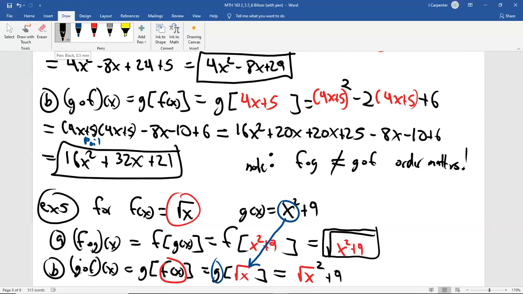But this is completely different. That square root and square part are by themselves. Square roots and squares cancel that way, so the first bit is just an x, and then a plus 9.